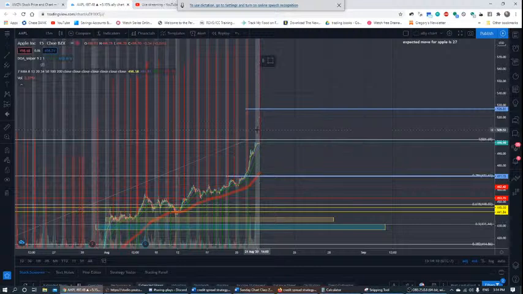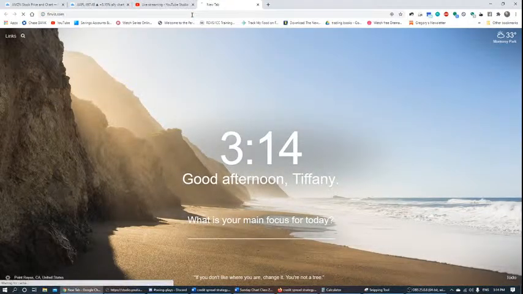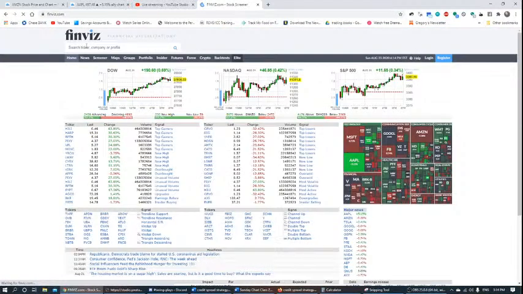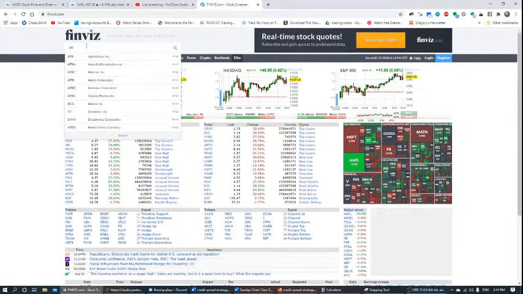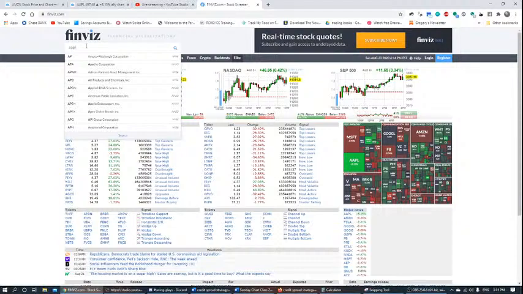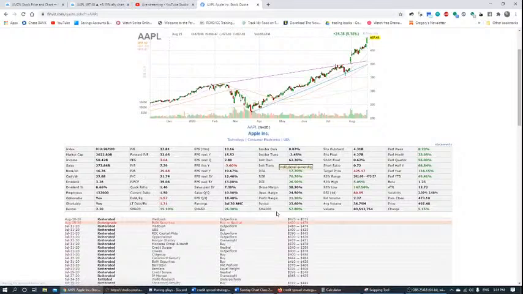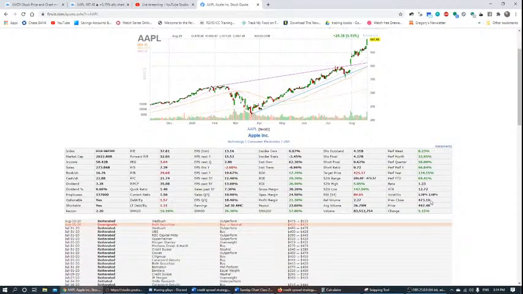Since Apple, I think if I look at the ATR, we're gonna look on Finviz and try to look up how much Apple can move in a day. Because I don't know how much a stock can move in a day, since I look at 500 tickers and try to narrow it down. Sometimes I just look it up. Okay, so Apple can move $12 in a day.